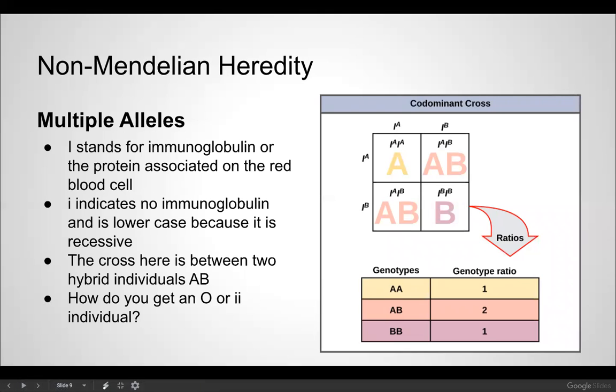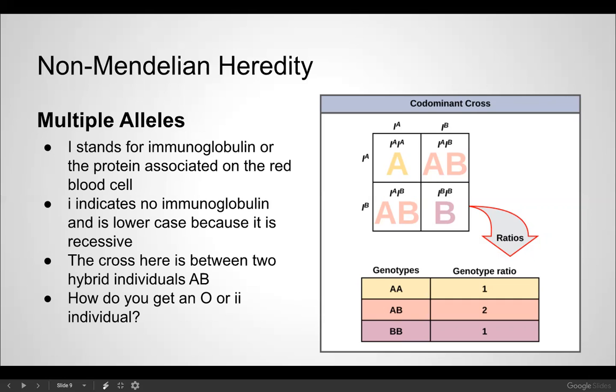The I stands for immunoglobulin, or the protein on the red blood cell that determines which type of blood it is. We put the I in there and it helps keep things organized. So in this case, you have an AB individual that is going to cross with another AB individual. You can see in the Punnett square a 25% chance of having children with only A blood, a 50% chance of having children with AB blood, and a 25% chance of having only B blood.